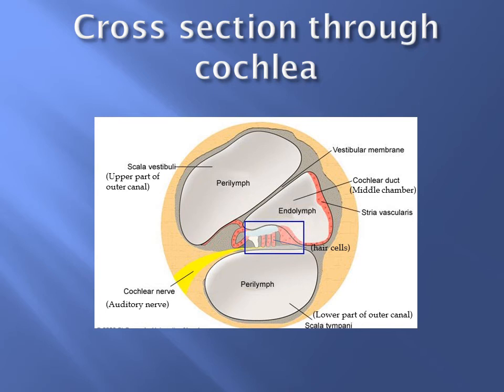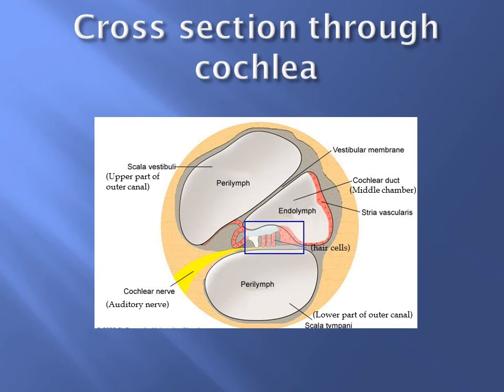So the vibrations of the oval window are transmitted to the fluid in the outer canal, which causes the sensory hairs to be stretched, and then the receptor cells respond by producing nerve impulses in the receptor neurons. So in this way, sound is converted into nerve impulses.